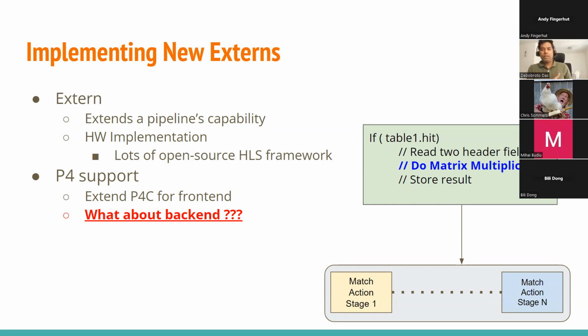If you want to implement a new extern, there are a lot of high-level synthesis frameworks. You can use them. But if you want to make sure that your P4 program is capable of being implemented with the hardware, with all the resource limitations, we need a compiler backend. Now, with the P4C compiler front end, you can add a new extern easily on the front end, but for the backend, there's no real option. So for BMV2, we need some kind of option so that we can experiment with new externs.